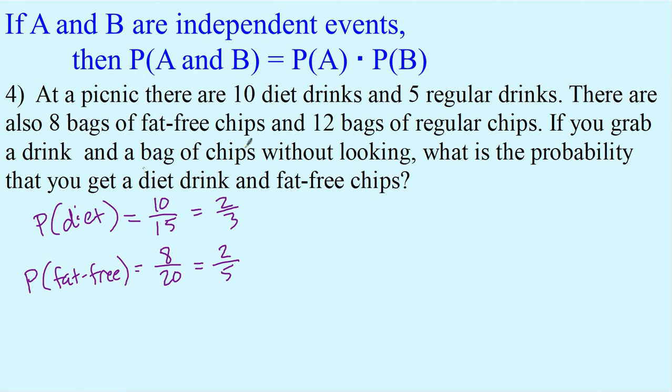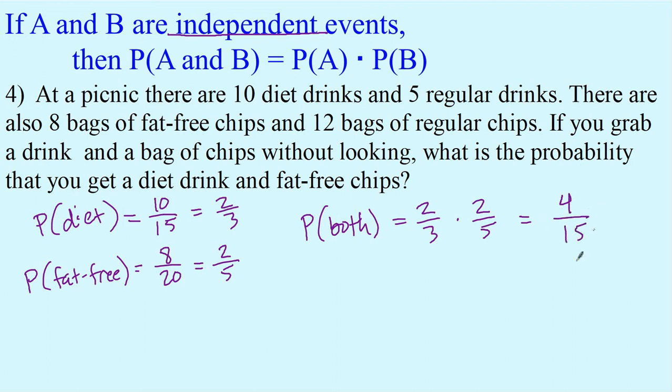don't affect each other, since they are independent events, just because I picked a diet drink doesn't mean I'm going to pick a certain kind of chip. So the probability of having both is just 2/3 times 2/5. You just multiply them. If I want both things to happen and they're independent, I multiply. So the probability of that happening is 4 out of 15.